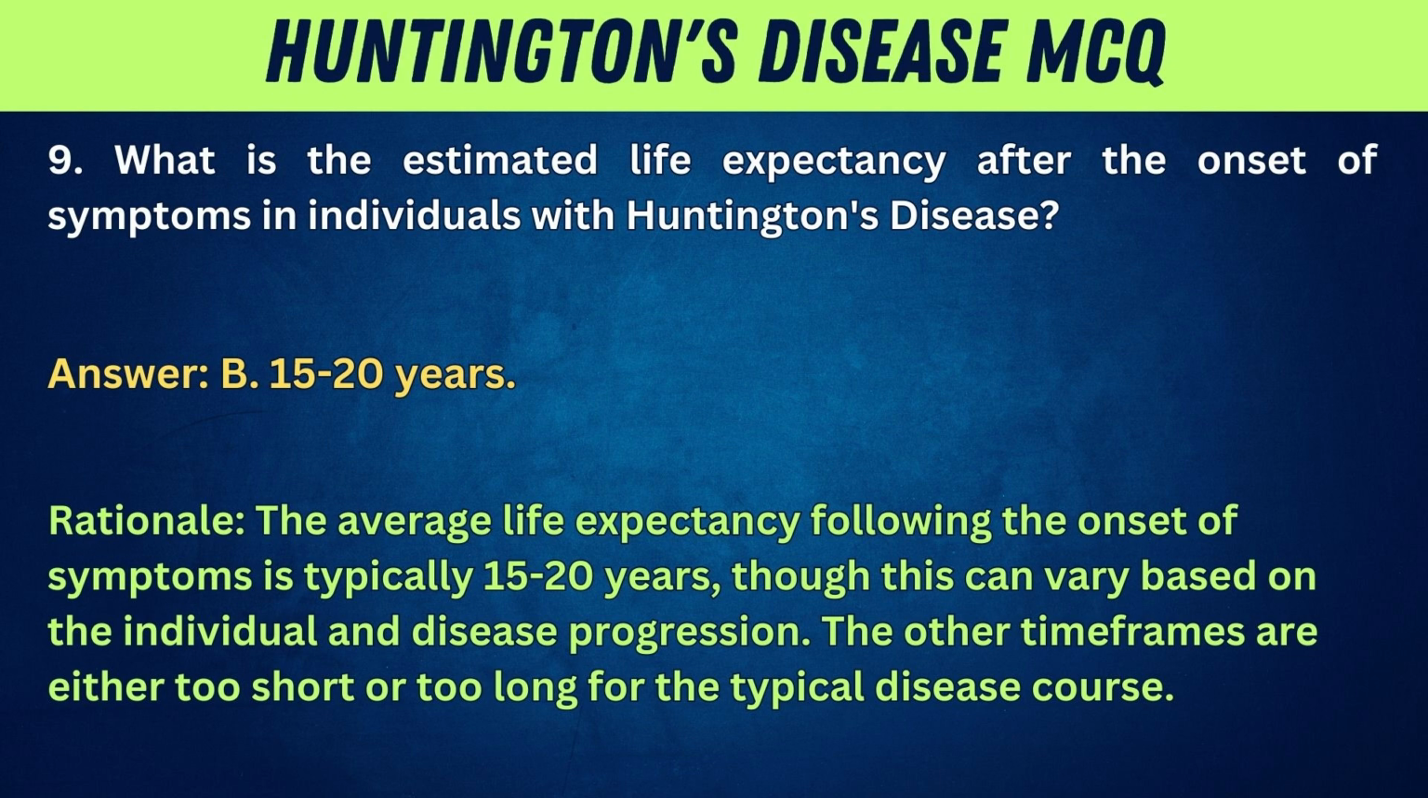Rationale: The average life expectancy following the onset of symptoms is typically 15 to 20 years, though this can vary based on the individual and disease progression. The other time frames are either too short or too long for the typical disease course.